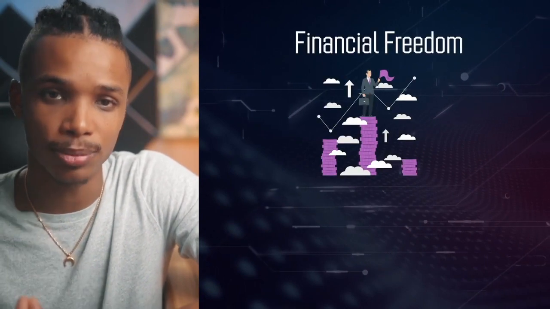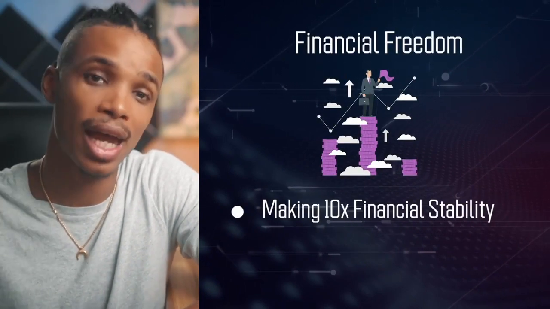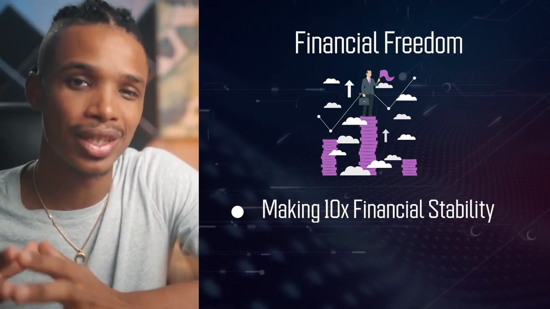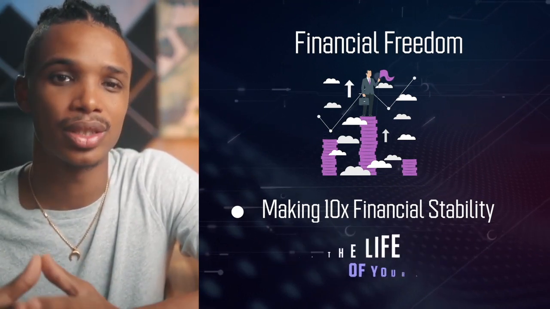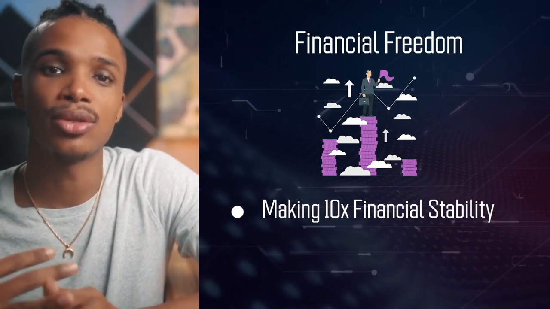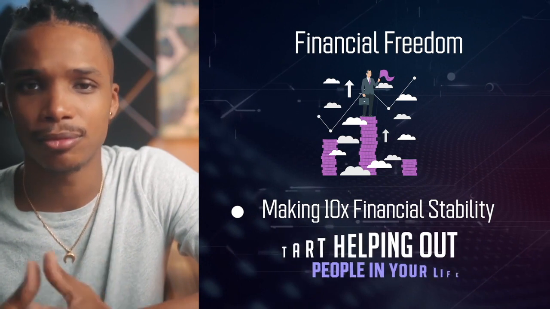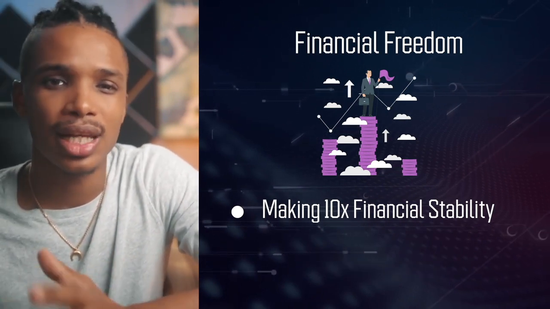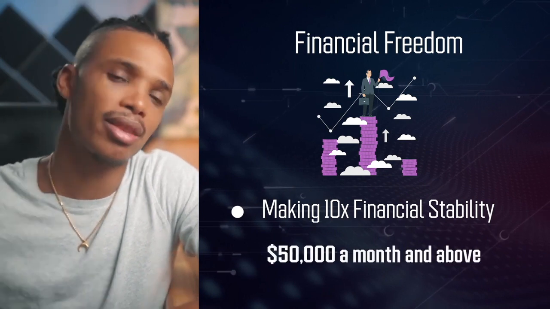Finally, you want to reach financial freedom, which is making 10 times financial stability. This is when things really get fun. You get to start living the life of your dreams. You can start making big investments like real estate, and you can start helping out people in your life. For example, retiring your parents, etc. And this looks like about $50,000 a month and above.